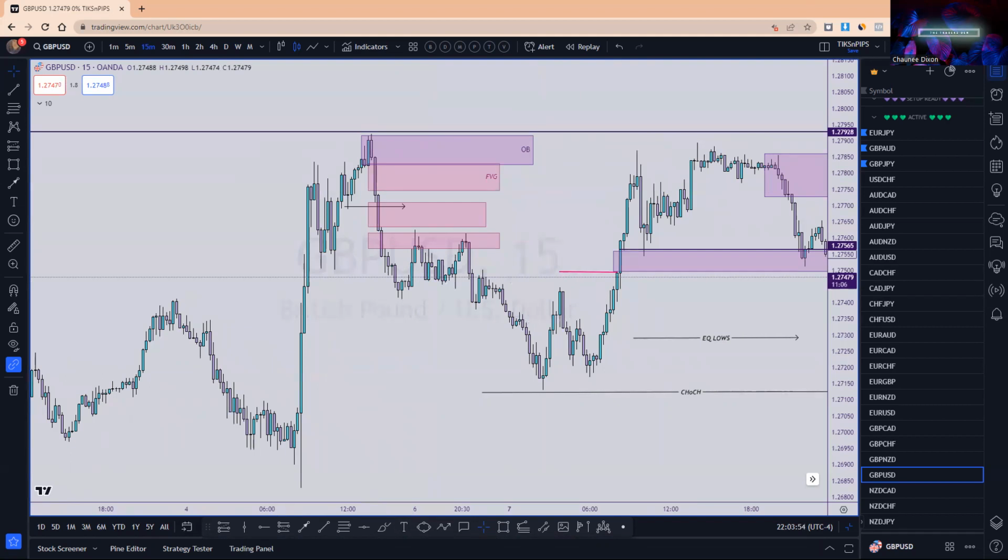Let's see. So you have a change of character before finding a fair value gap. I look for a fair value gap at break of structure or a change of character, both of those. Change of character is just a form of break of structure. It's a break of structure that changes the trend. So I look for my entries around break of structure, and my entries include fair value gaps and order blocks. They have to be there at those areas.